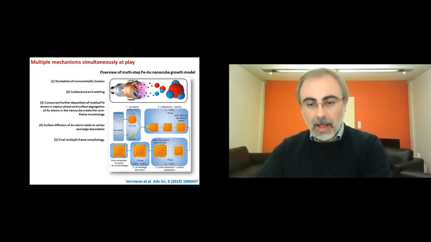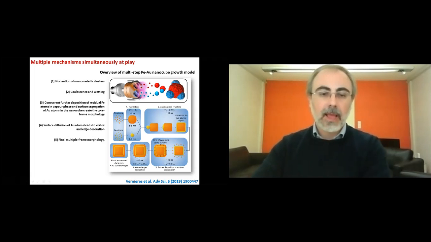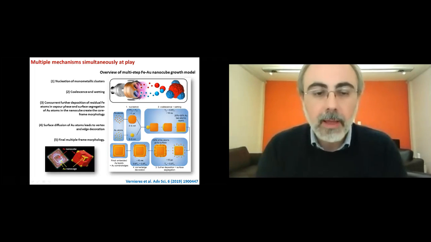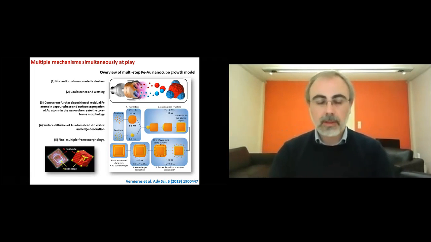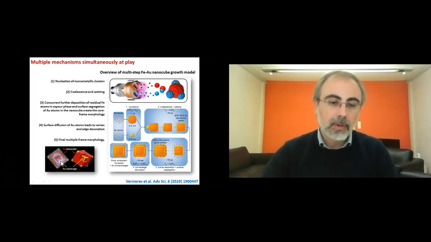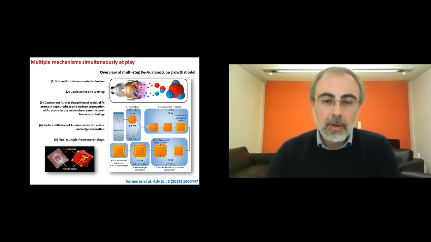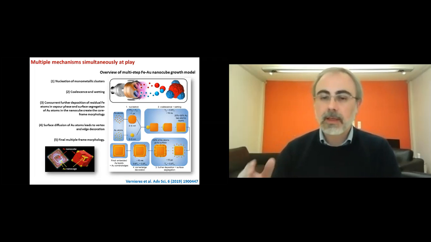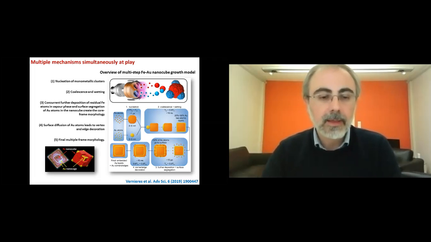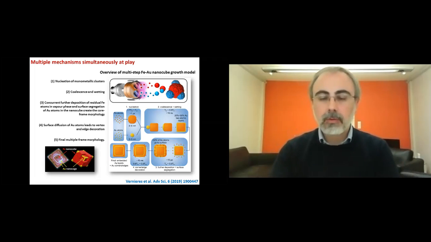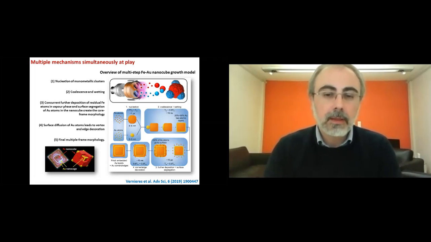So the atoms will decorate the vertices and the edges. And as you can see in this schematic here, in the end, we'll end up with some multiple frame morphologies, which can be quite exotic. So as you can see, we have these multiple nanocubes of gold trapped inside the iron nanocube. So this is a very complicated structure. Not all our clusters looked exactly like this, but most of the clusters had a single nanocube, but we ended up with plenty of them having multiple nanocubes, which we managed to explain by atomistic computer simulation.